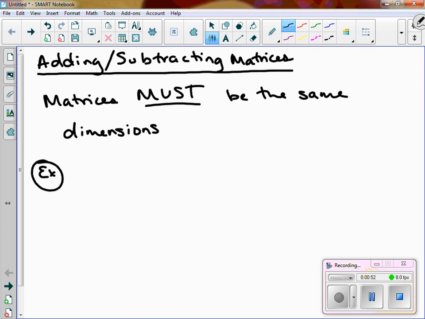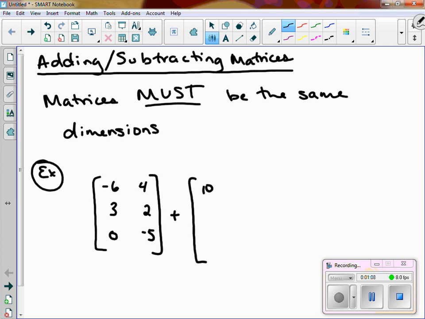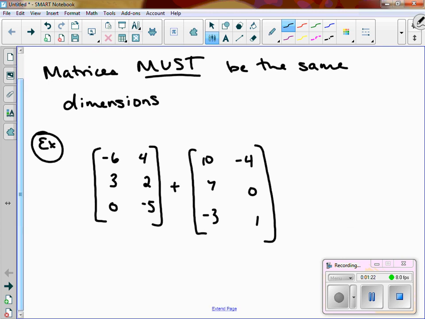It's pretty self-explanatory. Let's say that I've got -6, 4, 3, 2, 0, and -5. And I want to add, let's go with 10, 7, -3, -4, 0, and 1. So the first thing you want to do is actually look to make sure that you have the same dimensions.